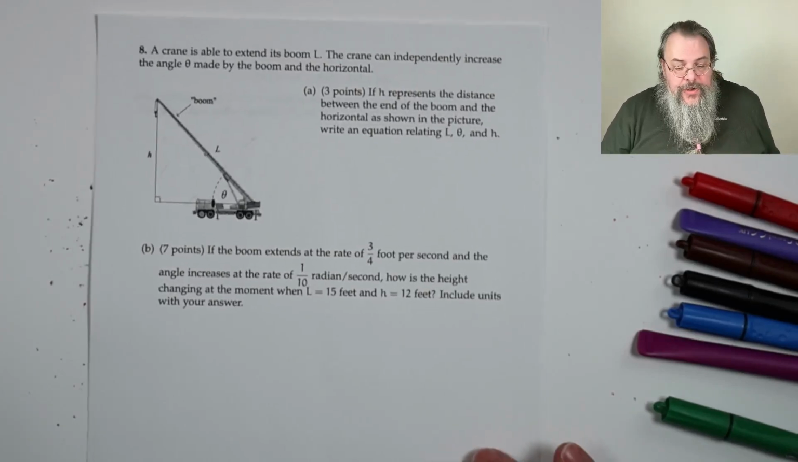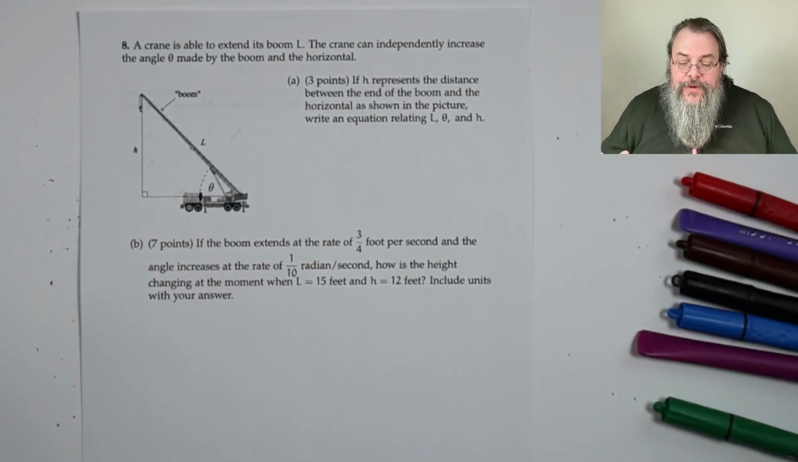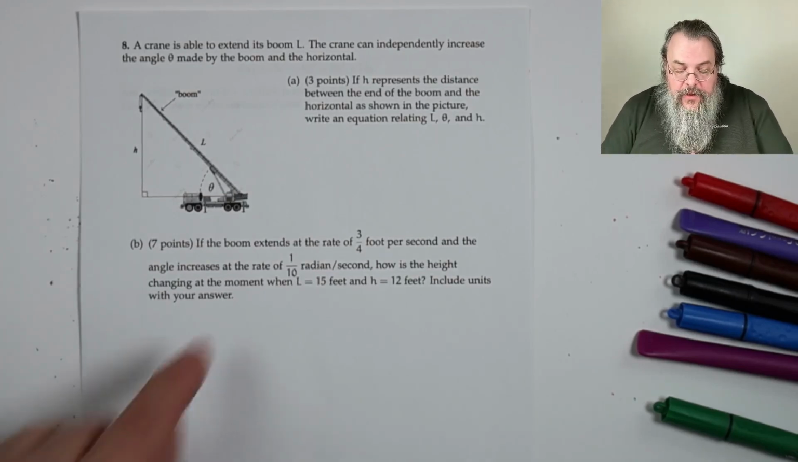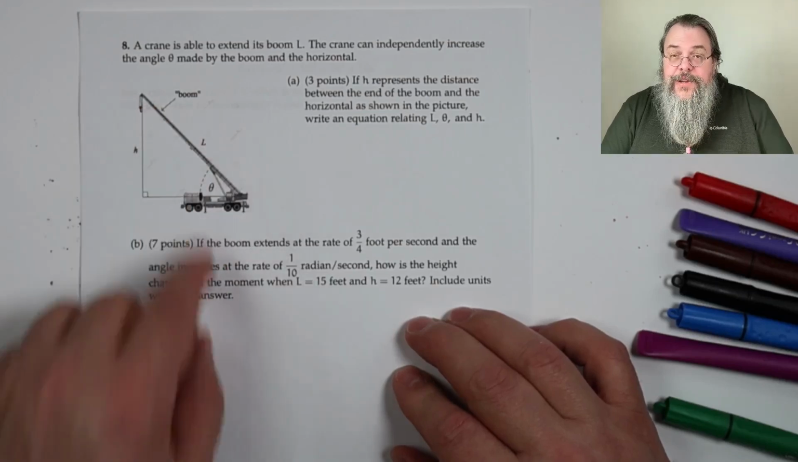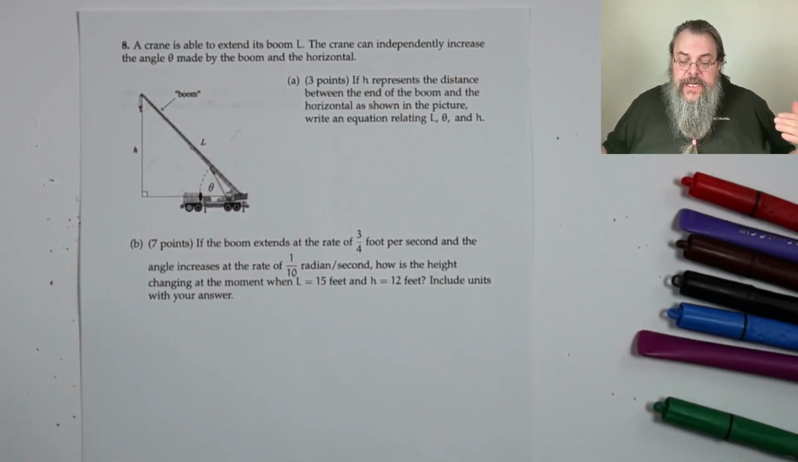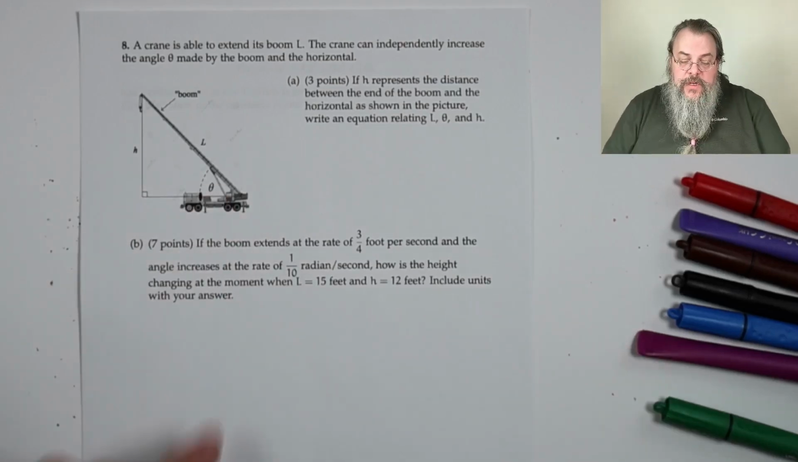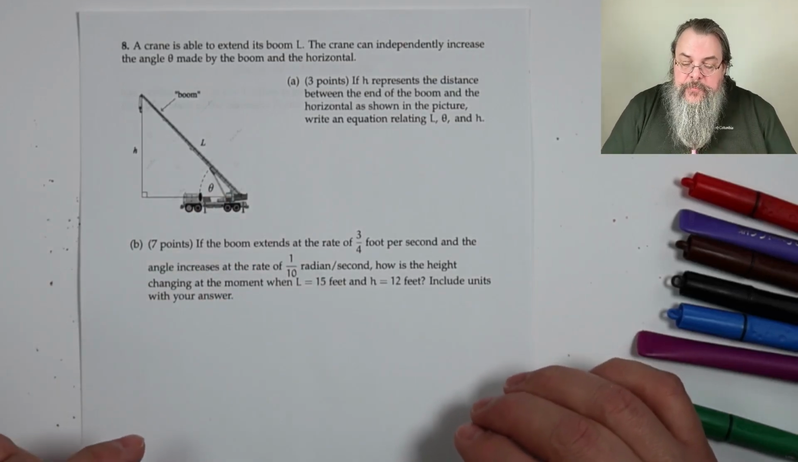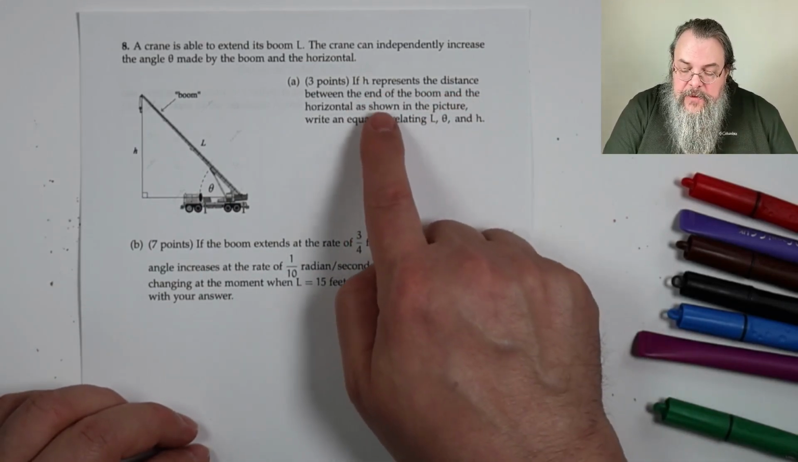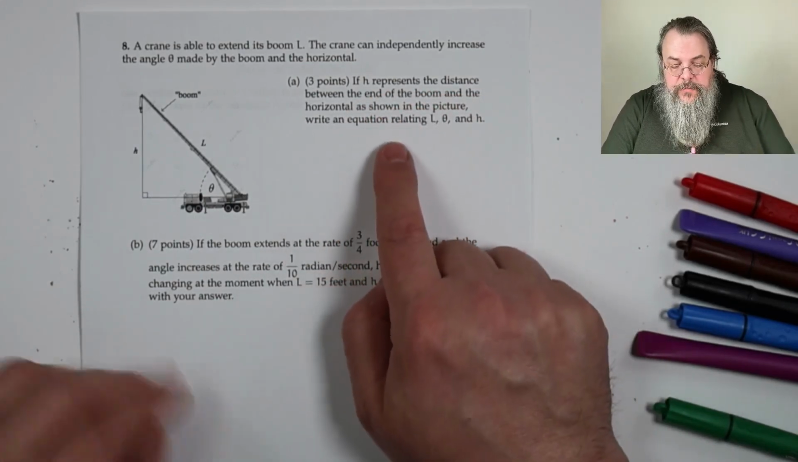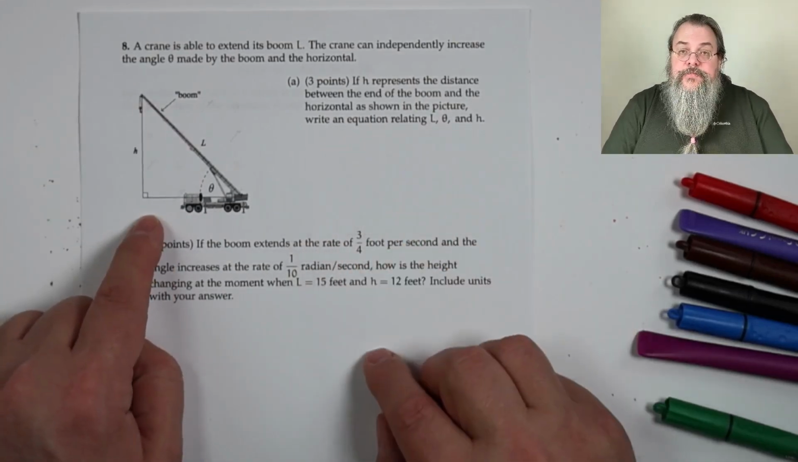To number 8. Ooh, a picture. A crane is able to extend its boom, L. So here's L. And look, we know it's the boom because they even wrote that in the picture. The crane can independently increase the angle theta, there's that theta, made by the boom in the horizontal. Great. Now, if h represents the distance between the end of the boom and the horizontal, as shown in the picture, oh, there's h, write an equation relating L, theta, and h.